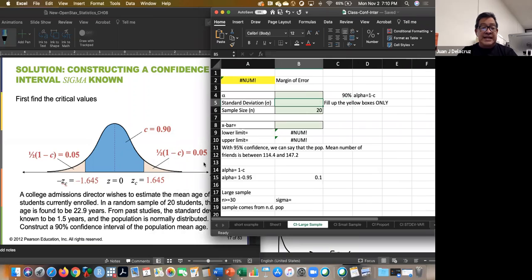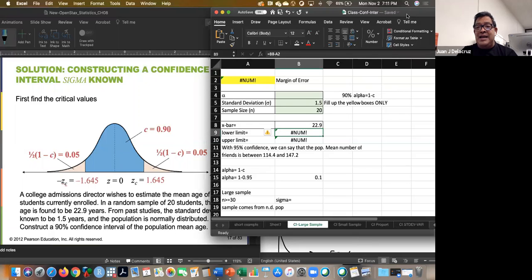And I need the standard deviation that is 1.5, right? So 1.5. The X bar here should not be filled. In this case, I have an X bar, which is 22.9. So that is the mean age. This is the number of students. This is my standard deviation. And this is my confidence interval.